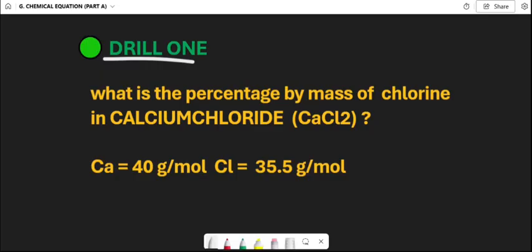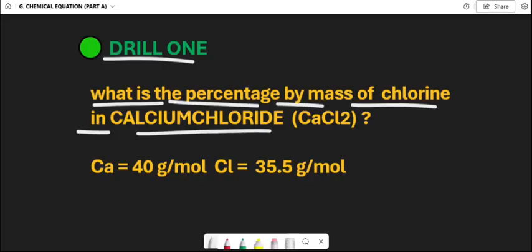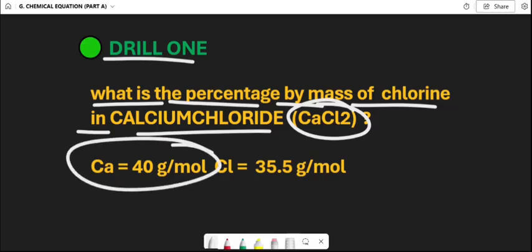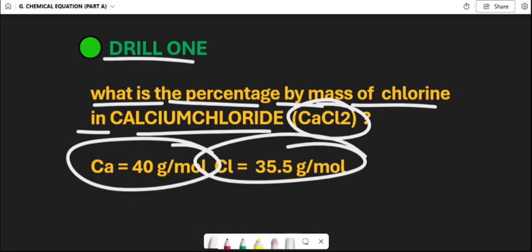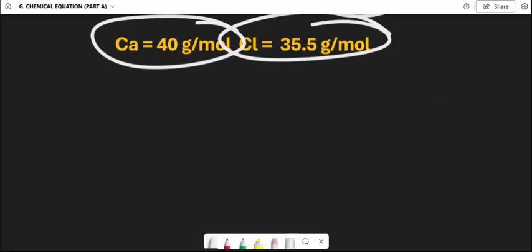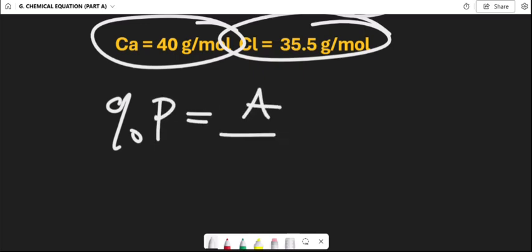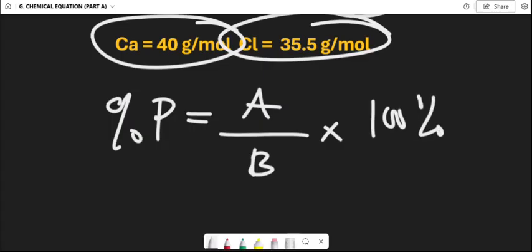Okay, move to the very first question, which is question 1. It says, what is the percentage by mass of chlorine in calcium chloride, which is CaCl2, and we are given that calcium's relative atomic mass is 40 grams per mole and chlorine is 35.5 grams per mole. So like I said, the formula says the percentage by mass is equal to A, which is the atom, over B, which is the compound, multiplied by 100%.